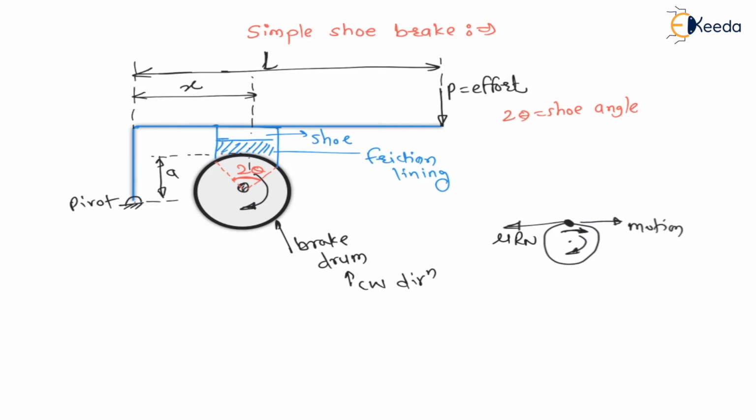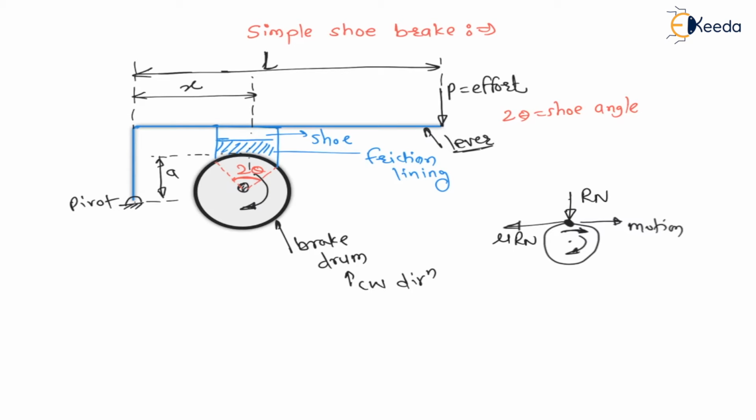And the effort due to the linkage, due to this lever, through the lever and through the brake shoe and friction lining, we are applying normal reaction on this brake drum. Now for this action there will be a reaction on the shoe.